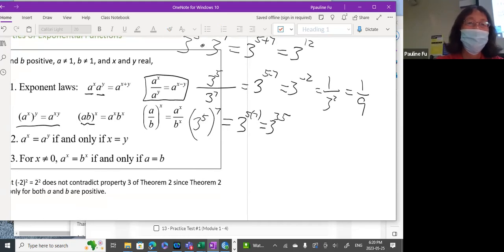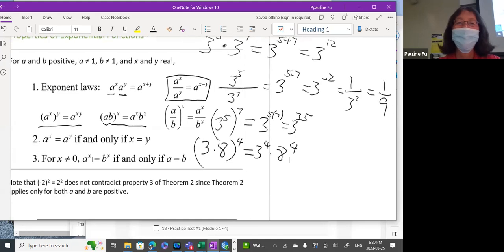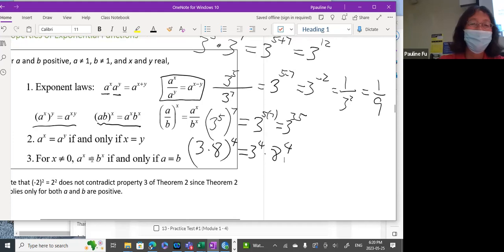And the next, a times b, raised to power x. For example, 3 times 8 raised to power 4 equals 3 raised to power 4 times 8 raised to power 4. Okay, so those are the exponential laws.